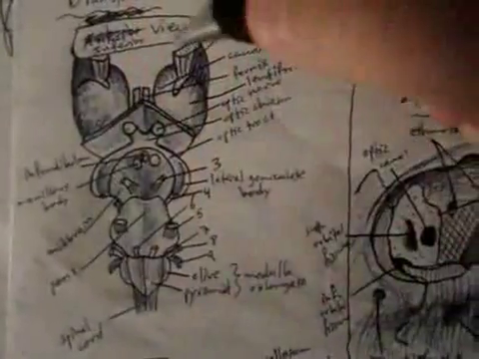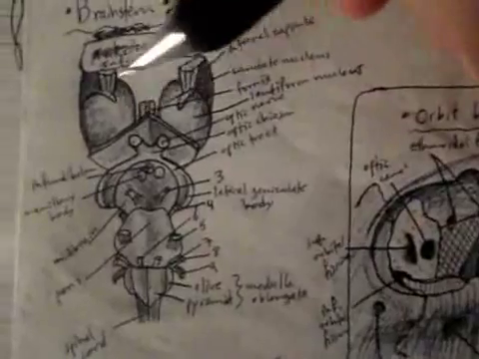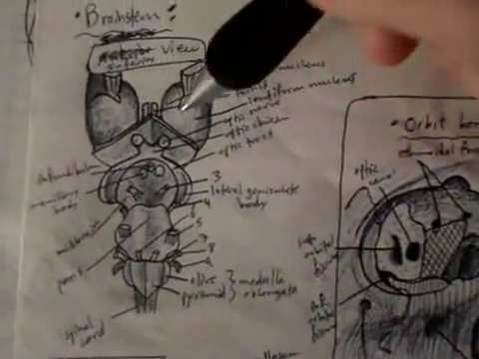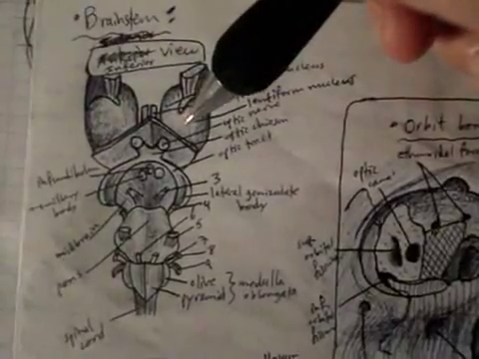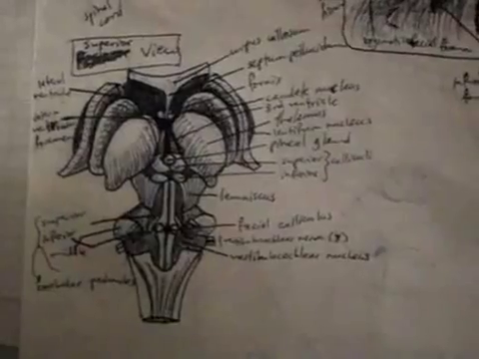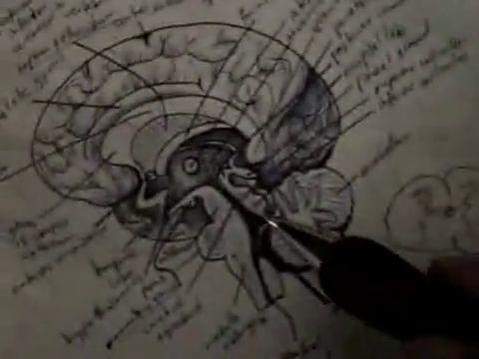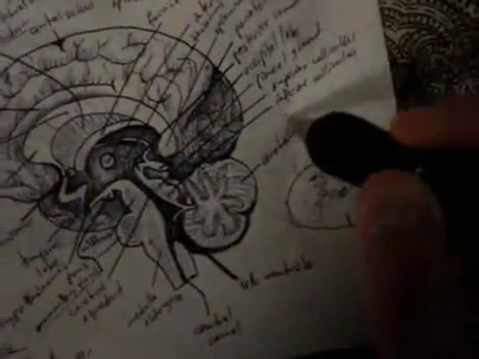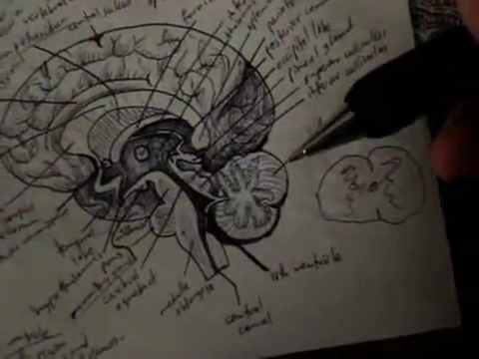So here is what I just showed you, the brainstem, including the diencephalon, mesencephalon, metencephalon, myelencephalon. This is looking at it from the anterior view, and this here is looking at it from the posterior view, from the back. So basically the top one here is the anterior view, and the bottom one is the posterior view. We're looking at it from the back.